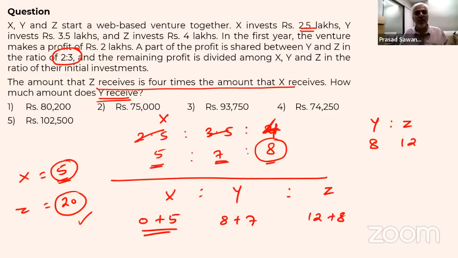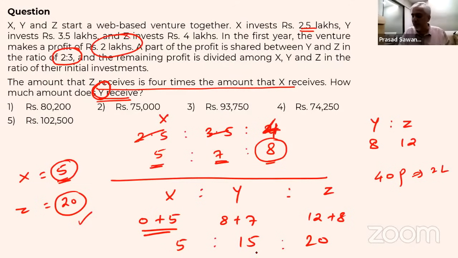Read the question very carefully. How much does Y receive? How much is this total? This is 5, 15, and 20. If you add up, this is 40 parts. If 40 parts is 2 lakh rupees, because the total profit was 2 lakhs.